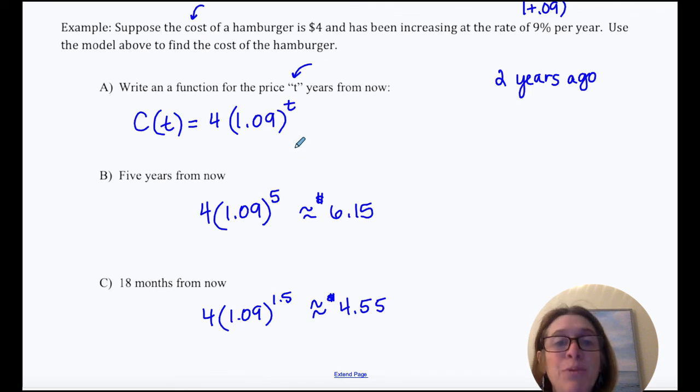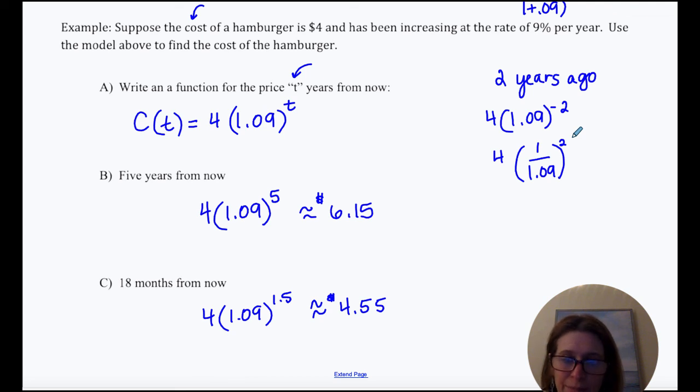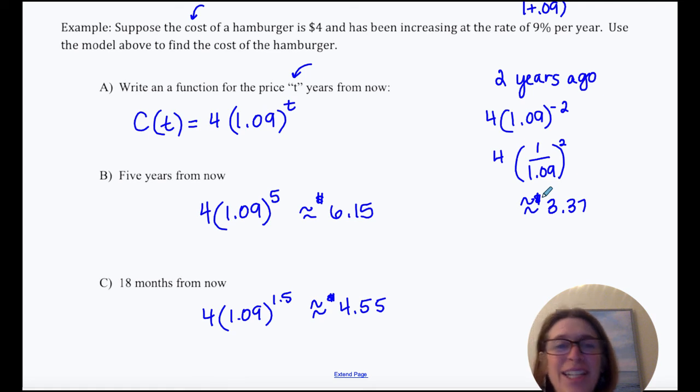Now I also could say 2 years ago. So what would t be? t would be -2. Let's see if we can figure out what the price was 2 years ago. Now, mathematically, remember that means 4 times 1 all over 1.09 squared. All right, so I'm going to do that. So it was approximately $3.37. All right, so that's the exponential model that we're going to be using for real life examples when things go up or down by a percentage. Hopefully that was a helpful video. Have a great day.